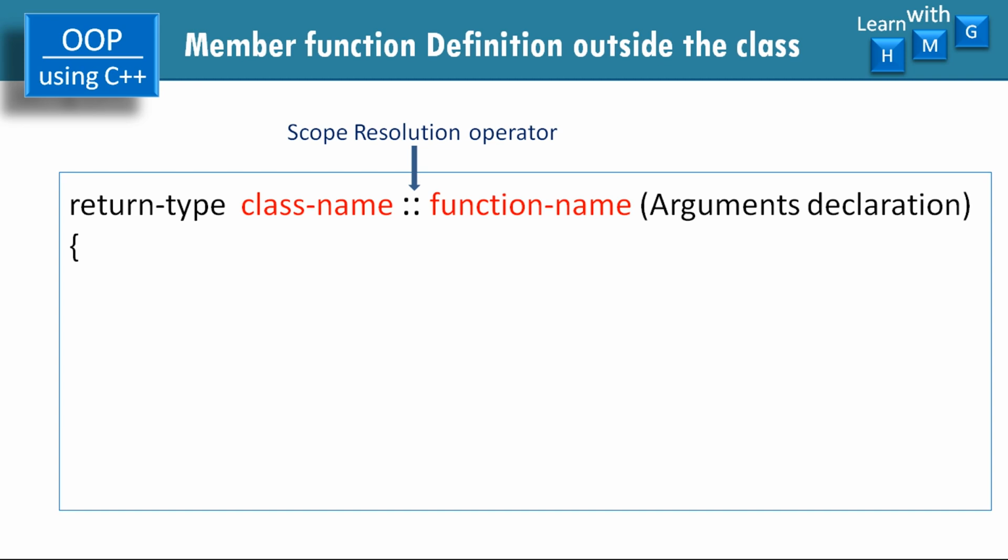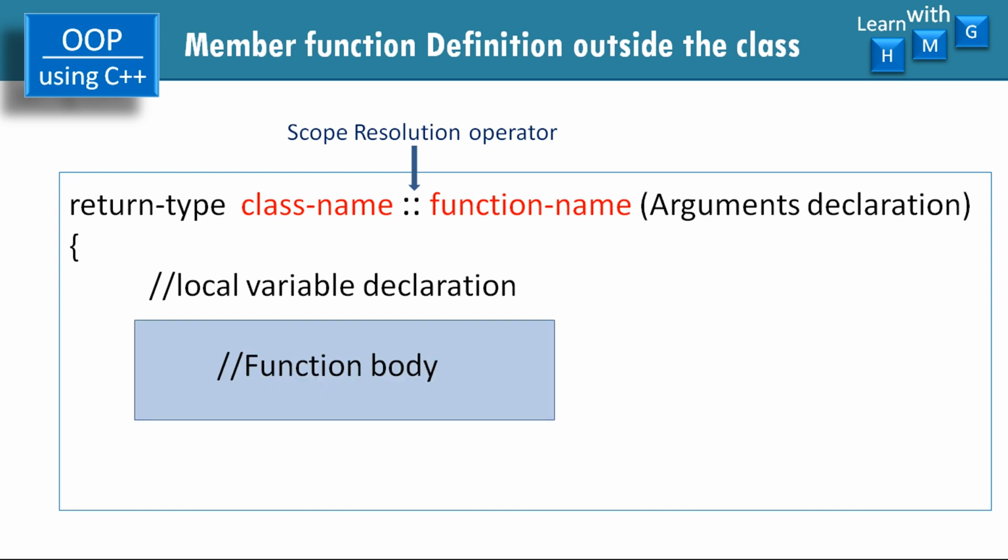Then comes the beginning of the function. If you require some local variables, you declare them here. Then write the actual function body, whatever operation the function will perform. At the end, a return statement will be there if this function is returning any value. If the function is not returning anything, there is no need to write a return statement. Then the end of the function. So this is the syntax of defining a member function outside the class.